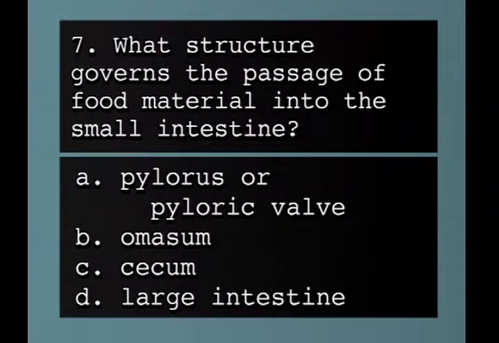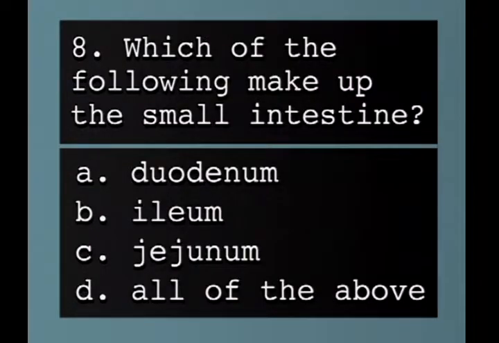What structure governs the passage of food material into the small intestine? A. Pylorus or pyloric valve. B. Omasum. C. Cecum. D. Large intestine. Which of the following make up the small intestine? A. Duodenum. B. Ileum. C. Jejunum. D. All of the above.